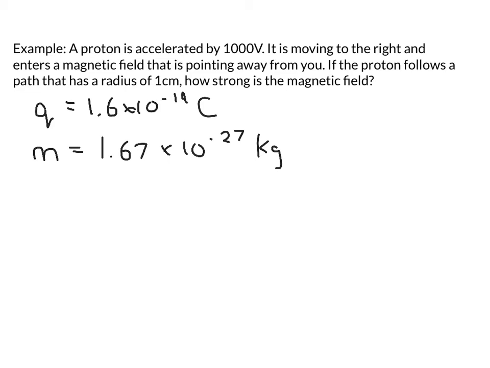So we've got this proton. The 1,000 volts get it moving. We'll have to figure out how fast. It enters a magnetic field that's pointing away from you. To represent magnetic fields pointing away, we'll draw that with x's. So we've got a field of x's over here.